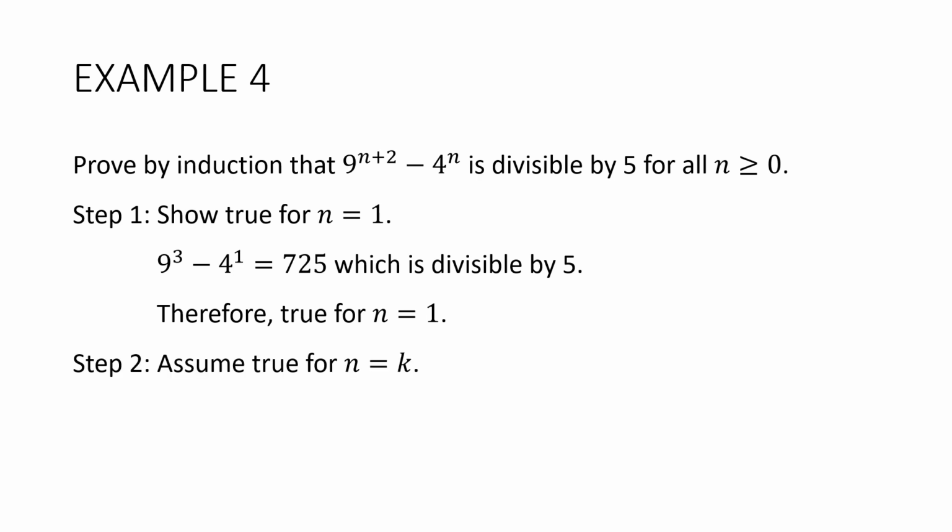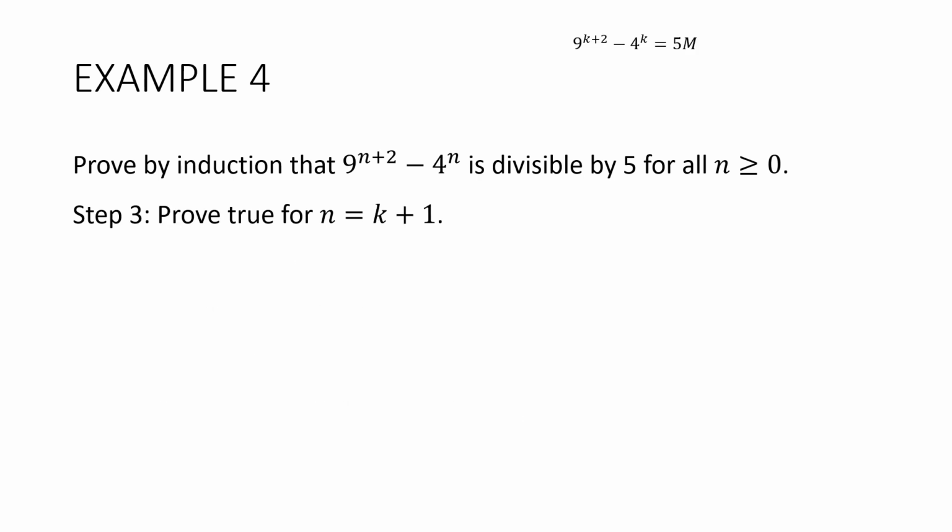Step 2, assume it's true for n equals k. In other words, 9 to the power of k plus 2 take away 4 to the power of k is equal to 5m, where m is an integer. Step 3, prove true for n equals k plus 1. So I'm going to substitute k plus 1 in here and in here, like this. And just like I did before, I'm going to split both of these up, but I'm going to try and match what I have here. So I'm going to get a 9 to the power of k plus 2 out of that, and a 4 to the power of k out of this. So I'm going to split the 4 off here and a 9 off here, like this.